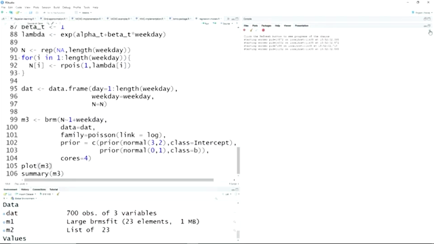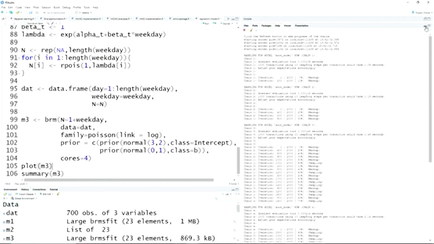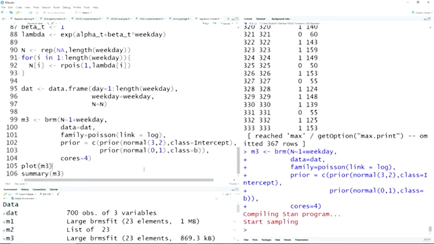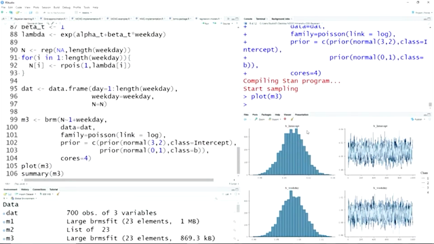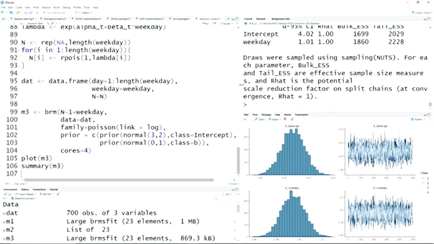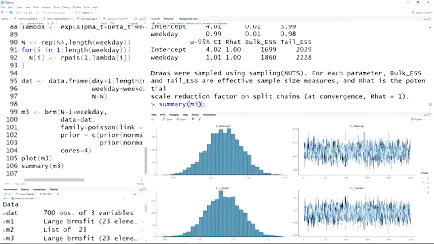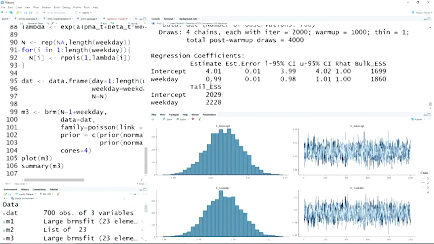Okay, so it has started sampling. Okay, it's done. Chains are mixing well, right? Posterior recovery seems good. Let us see the summary. Okay. So this is how the effect of weekday looks like. So the 95% credible interval is between 0.98 and 1.01, which suggests there is a positive effect of weekday. So if it is a weekday, the number of road accidents is likely to be higher, right?